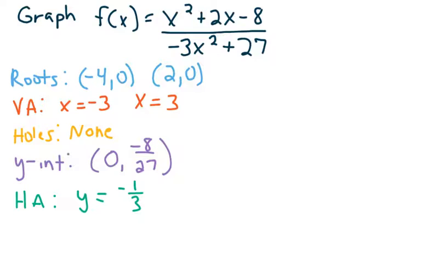All right, so on this one, I listed the roots. We obviously have 2 roots because it was x squared, -4, and 2. I put it in proper format. Our vertical asymptotes, we have 2 of them, -3 and 3. We had no holes. The y-intercept was -8 over 27. And then because they both were squared for the highest degree, I just looked at the leading coefficients, which is how I got a -1/3. Okay? Any questions about any of these values before I kind of jump into graphing?